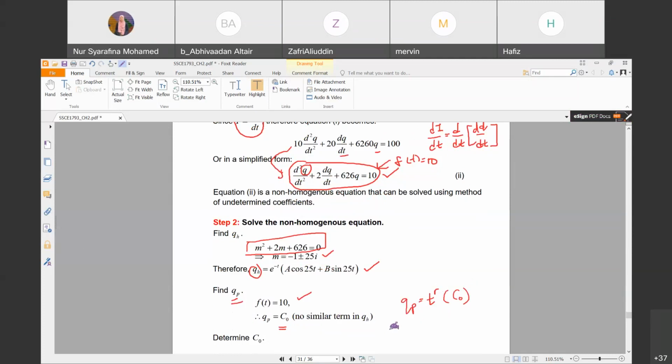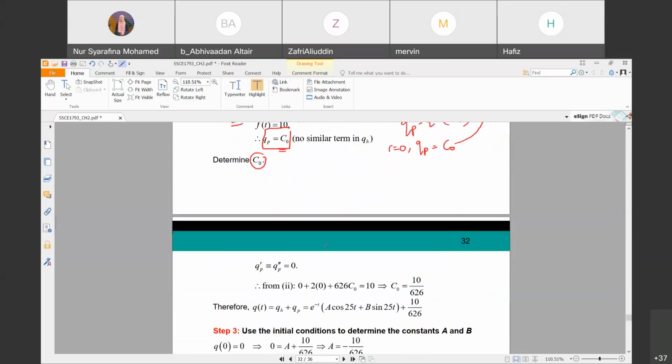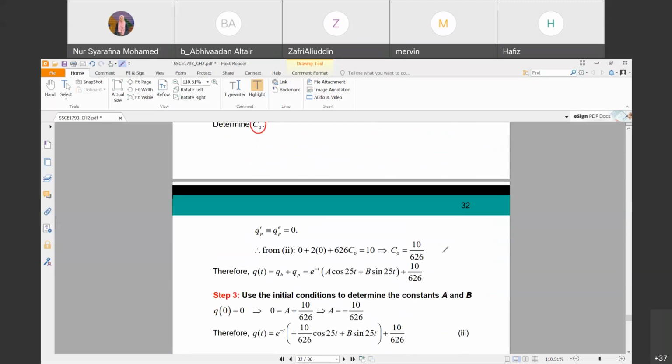So check when r equals 0, QP equals C naught. Check with the QH. Is there any similar term? No similar term, then this is your QP. And identify C naught by matching with the differential equation. Substitute and find C naught. C naught is here, and then the last solution is Q(t) equals QH plus QP. Just combine both equations.